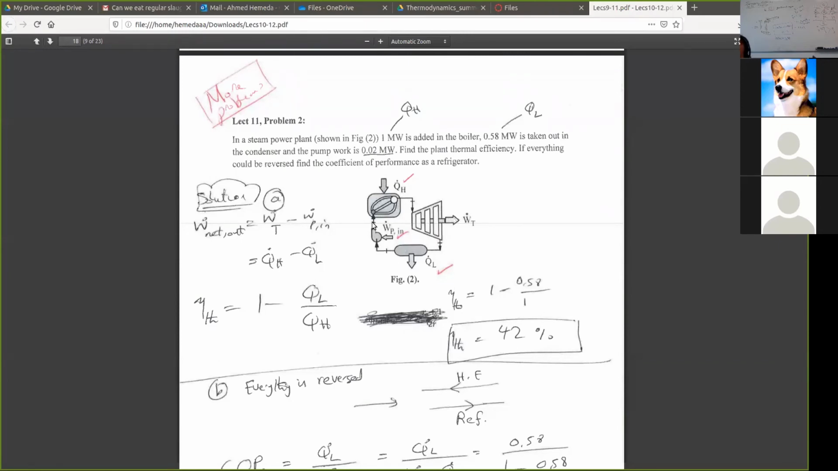So I give you state 1 here. Can you see my mouse, guys? My cursor here? Can you see it? Yeah, we can see it.